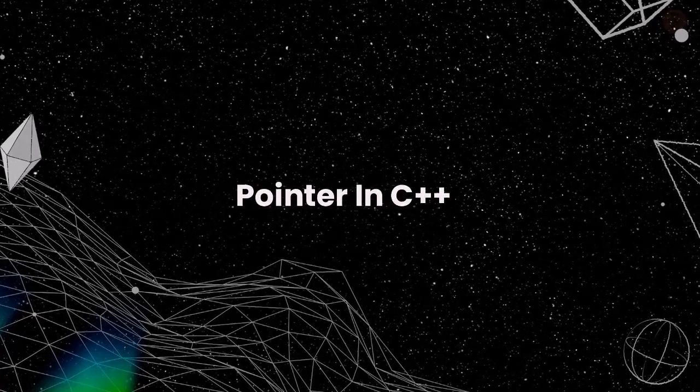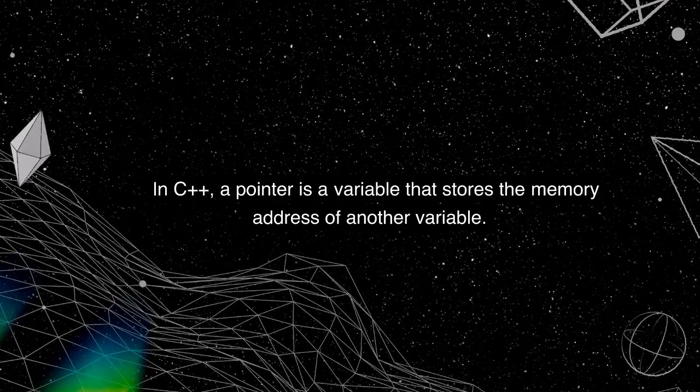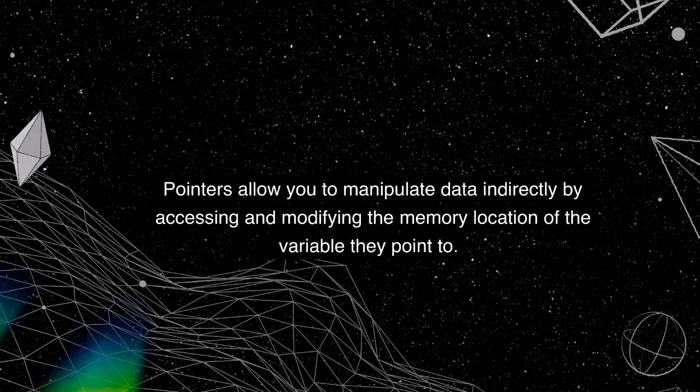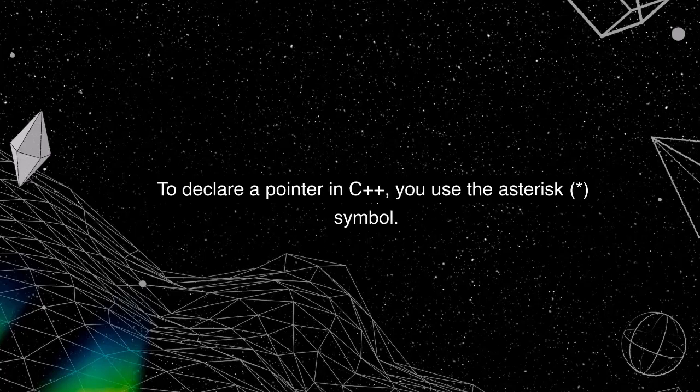Pointer in C++. In C++, a pointer is a variable that stores the memory address of another variable. Pointers allow you to manipulate data indirectly by accessing and modifying the memory location of the variable they point to.